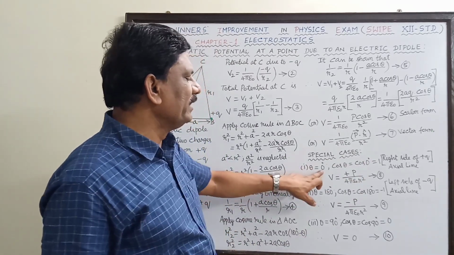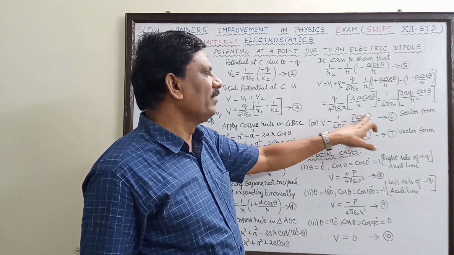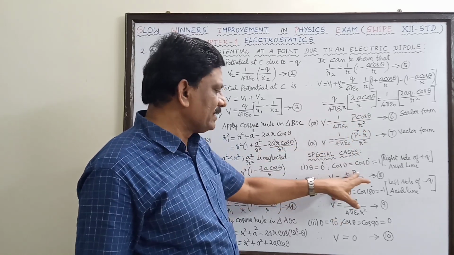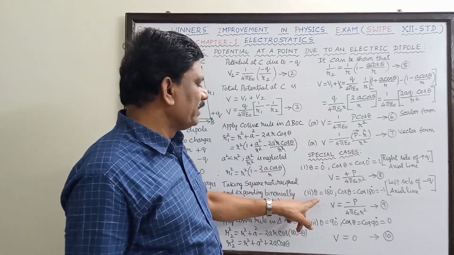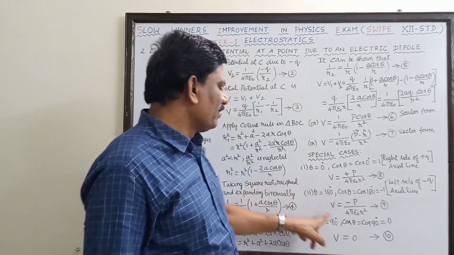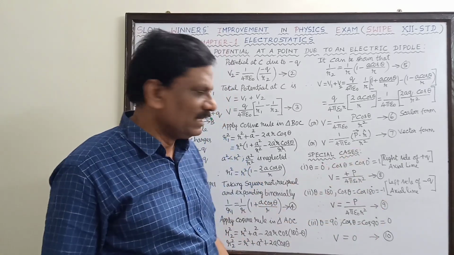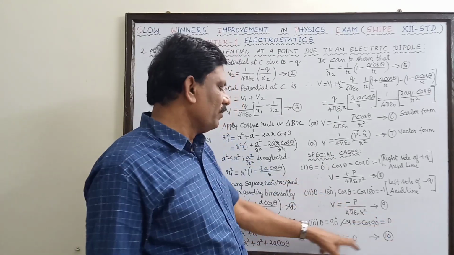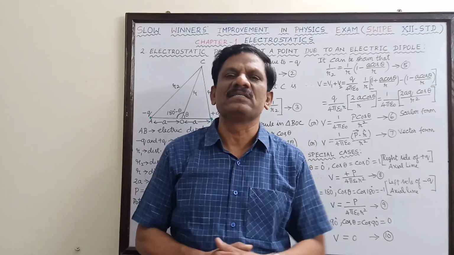So case 1 is theta is equal to 0, cos 0 is equal to 1. Therefore here cos theta will become 1. So it is positive. You get V equal to plus p by 4 pi epsilon naught r square. That is equation 8. Suppose you take theta is 180 degree. Cos 180 is minus 1. Therefore, V is equal to minus p by 4 pi epsilon naught r square. That is equation 9. And if theta is 90 degree, then cos 90 is equal to 0. Therefore, the potential is equal to 0 along the equatorial line at any distance.